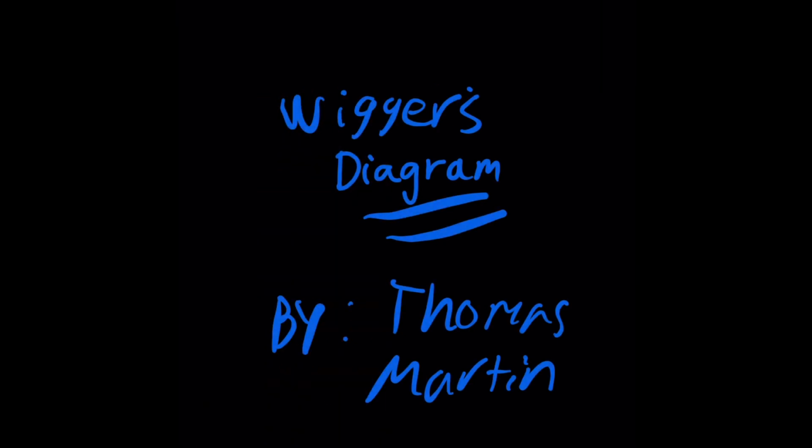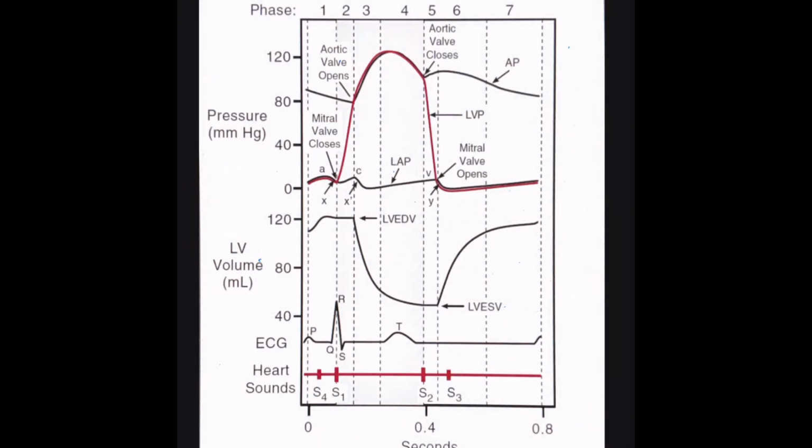So, Wiggers diagram. Here is the actual graph that we're going to be looking at today. Like I said, it's a lot at first, but once you start to break it down and get into each component of what's going on, it's really not that much. And it makes a lot of sense as to why all of this goes together. So we're going to break it down line by line, section by section.